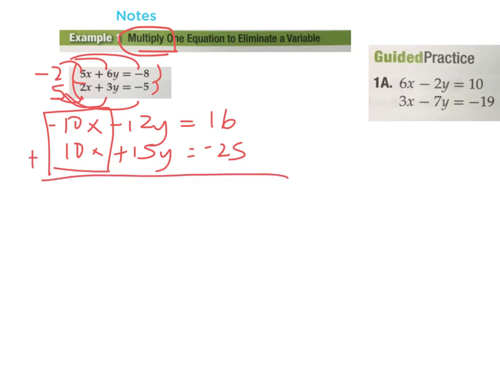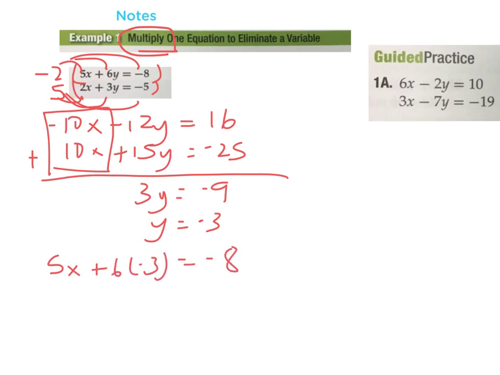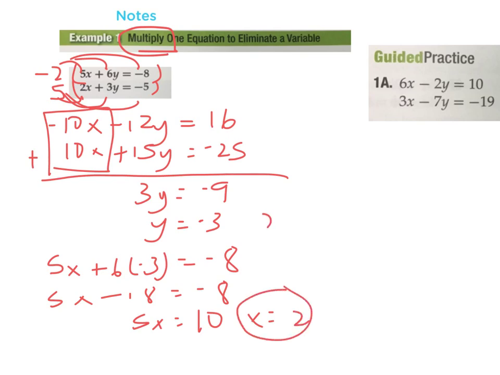I'm now going to add. So this is 3y equals negative 9. And so y equals a negative 3. Once you have one letter, you can substitute back in. I just substitute into the first one. So there's my substitution, and I solve. That's a negative 18, which I would add to the other side. So 5x equals 10. So x equals 2. So I have my two answers, which I will put in coordinate form, (2, negative 3).